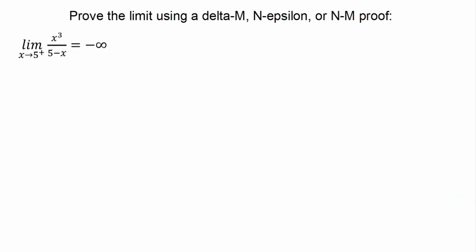All right, our next one here, we have the limit as x approaches 5 from the right of x cubed over 5 minus x is equal to -infinity. And so we'll start the same way. We'll say given m, and again, this one is m less than 0. We're going to choose a delta, and m is less than 0 because the limit equals -infinity.